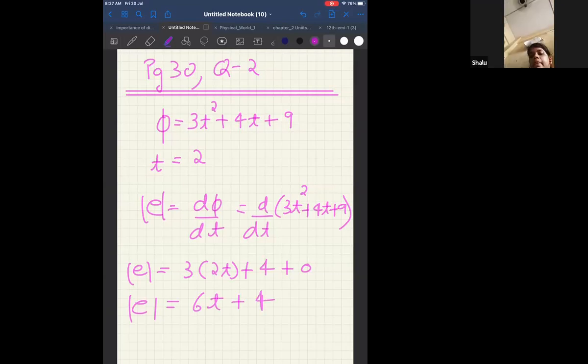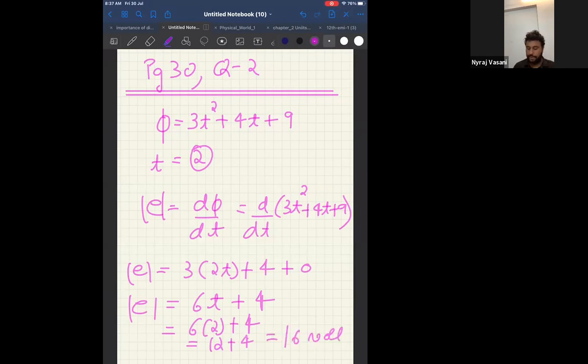6t plus 4. Now, have they given the value of t? Yes, 2. Therefore it is 6 into 2 plus 4. 12 plus 4. Therefore the answer is 16 volt. Therefore which option is that? That is option D. Therefore make a note of this particular problem. Quick.